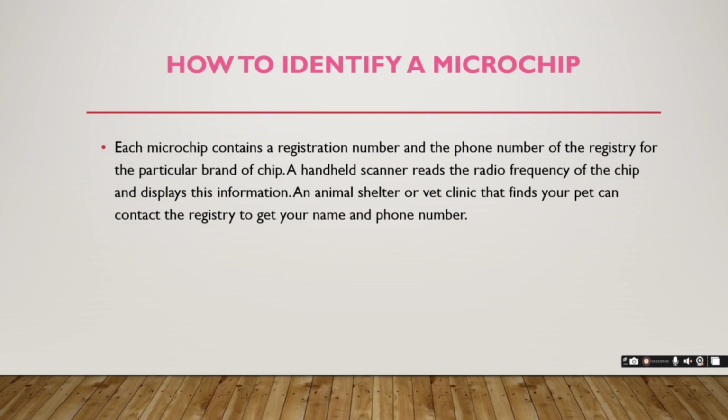How to identify a microchip? And we are saying that each microchip contains a registration number and the phone number of the registry for the particular brand of chip. A handheld scanner reads the radio frequency of the chip and displays the information. An example is an animal shelter or a vet clinic that finds your pet can contact the registry to get your name and phone number.